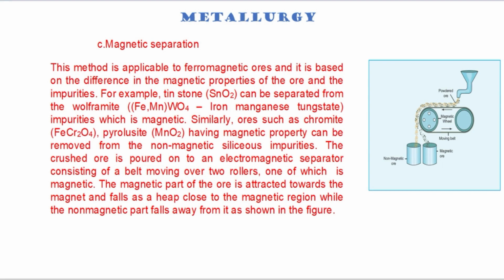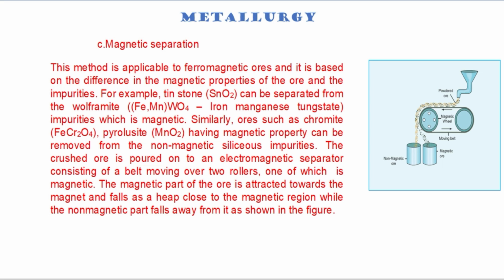Next, magnetic separation. In this method, the ores having magnetic properties can be separated from gangue, that is impurities. So this method is useful for the separation of ores with magnetic properties from the non-magnetic impurities. For example, wolframite, which is iron manganese tungstate, can be separated from tin stone, stannic oxide. Similarly, the ores such as chromite, pyrolusite, which have magnetic properties, can also be separated from non-magnetic impurities.